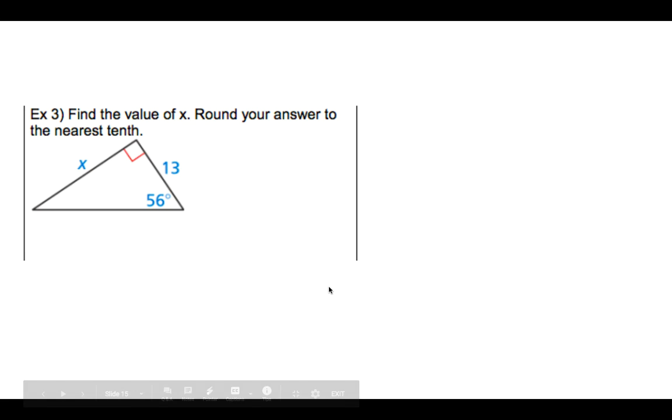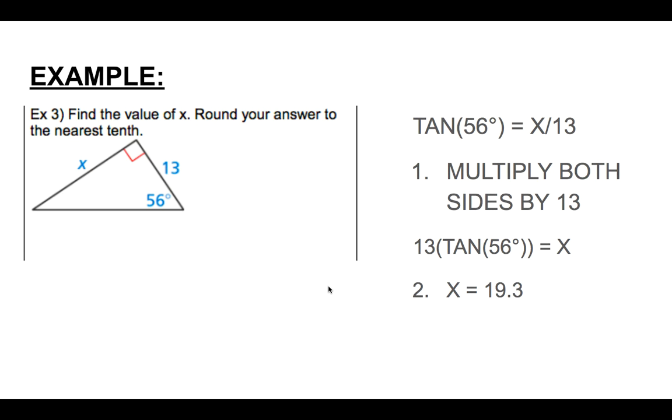One more, find the value of x. And then again, go ahead and check your work. This one is a little bit simpler, with fewer steps, because my opposite is my x and my adjacent is 13. So I just have to multiply both sides by 13 in order to isolate my x, and I get 19.3.